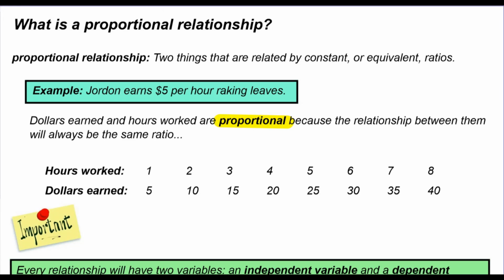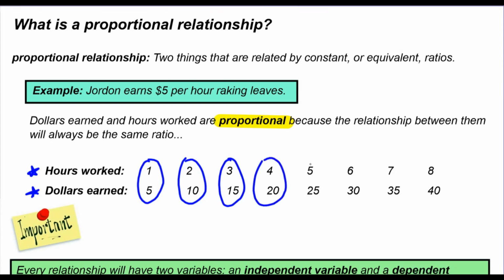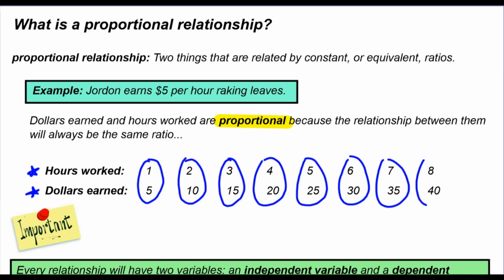When you look at the number of hours that Jordan works and the number of dollars that Jordan earns, this ratio will always be the same. So if Jordan works 1 hour, he earns $5. If he works 2 hours, he earns $10, and so on. So these are all the pairs of values that Jordan will earn for any number of hours. So that's the relationship we're looking at here.